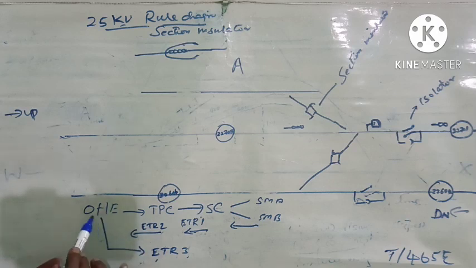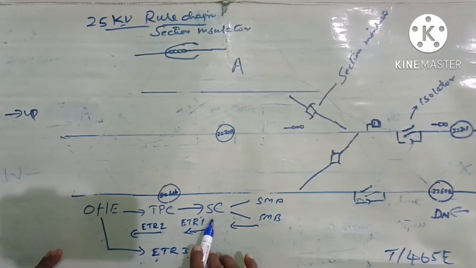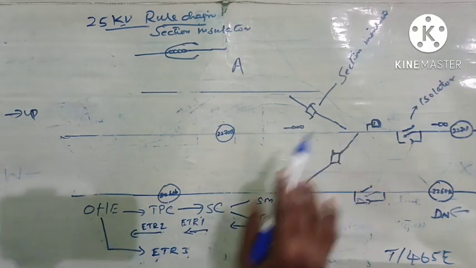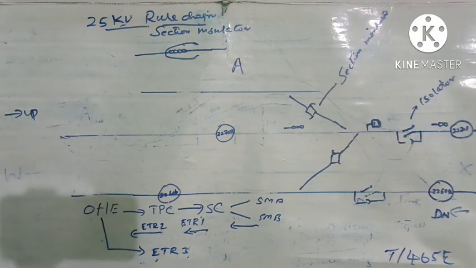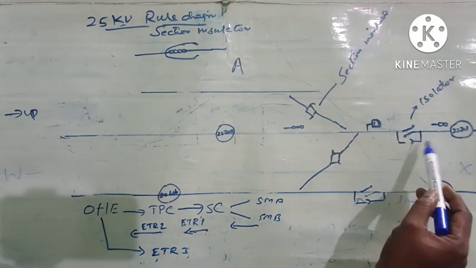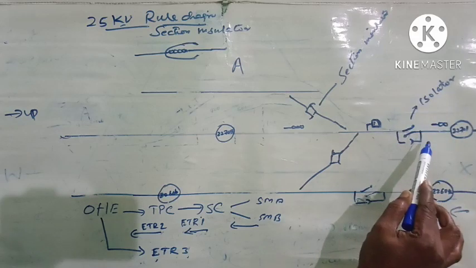When the work is over, the engineering official will cancel the ETR-3 and hand it over to the OH official. On getting this information that the work has been completed and getting back this cancelled ETR-3, the OH staff will contact the TPC. Then the section controller will contact the station masters, cancel the power block and resume normal working.